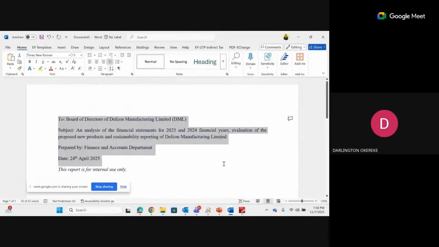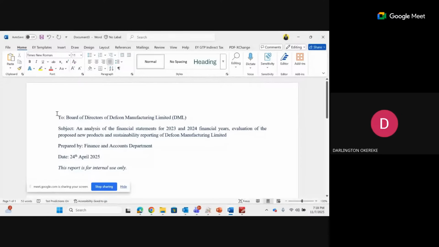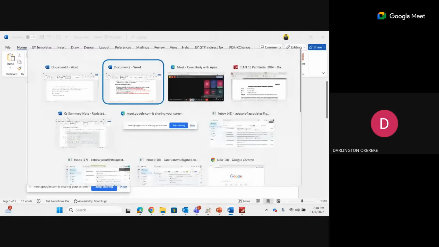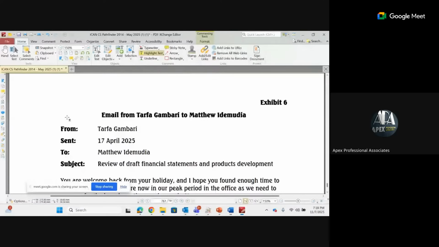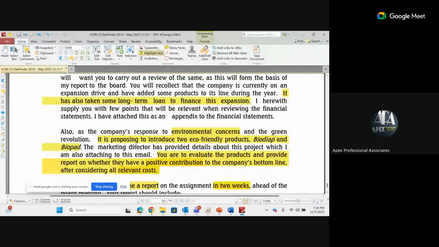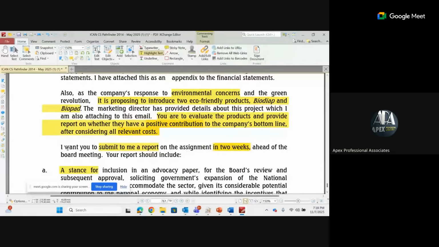I'm a little bit confused, actually. About this report, I was thinking we are to address it to the person that gave us the assignment, and I'm now seeing it addressed to the board of directors. I'm confused, honestly. Yes, I think where your confusion is coming from is that when I was saying, I want you to submit to me a report on the assignment 2 weeks ahead of the board meeting, we know that ultimately this report is going to who?